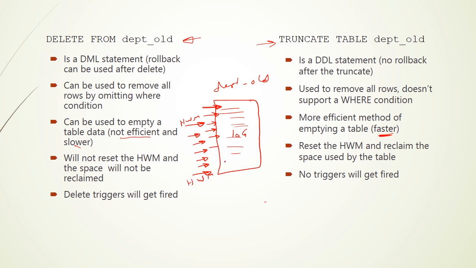The table contains rows and the size is 10 giga. When you run a delete statement, it will remove the rows from the table. The table in this case will be empty of rows, but the size of the table is still 10 giga. The space is not reclaimed and the high watermark is still pointing here. With truncate, Oracle will reset the high watermark. The high watermark moves here and the space, which is 10 giga in this case, will be reclaimed. So truncate is a DDL statement. It's very fast because it's moving the high watermark to the beginning and the space is reclaimed.